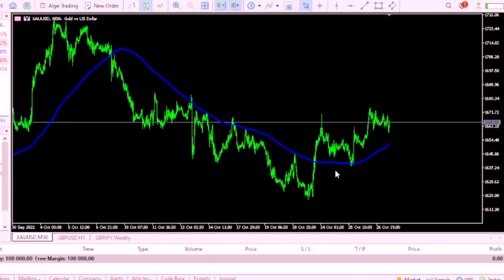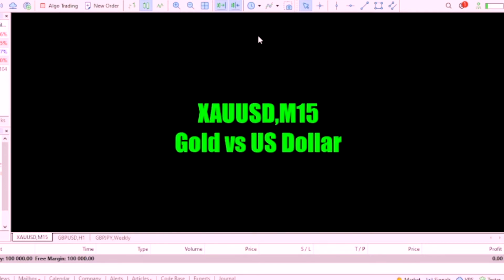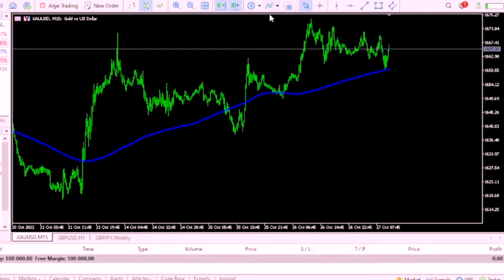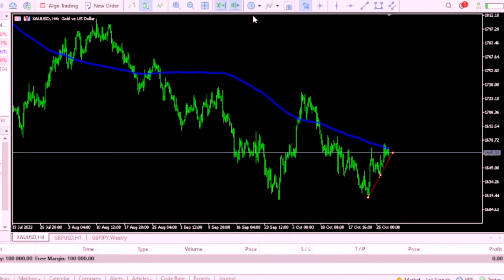But I remember I told you, don't enter a sell until a particular trend line breaks. I'll show you that trend line now. Let me go to the 15 minutes time frame. I remember that I told you not to enter a sell until this trend line breaks on the 15 minutes, and I drew it from the 4-hour. This is the 4 hours. Don't enter a sell until it closes below this.